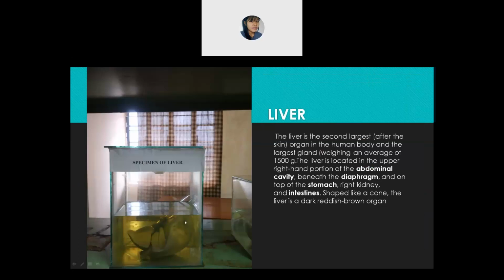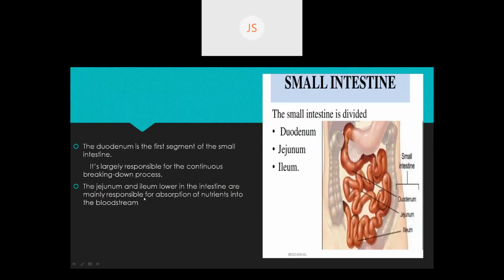Next is liver. What is this? Ma'am, no. What was that line written? Which one? This one? Oh, this one. It's largely responsible for the continuous breaking down process.